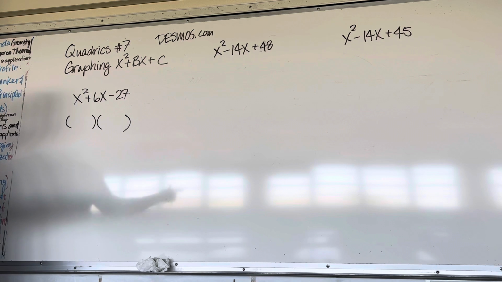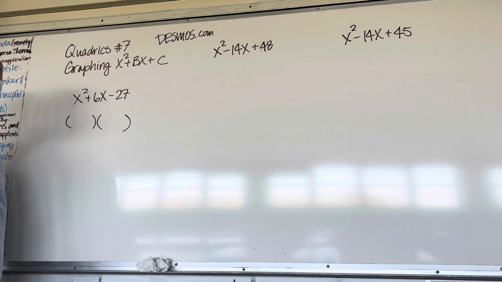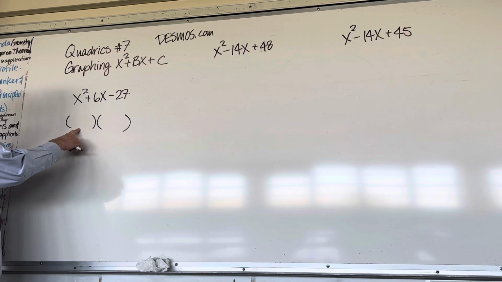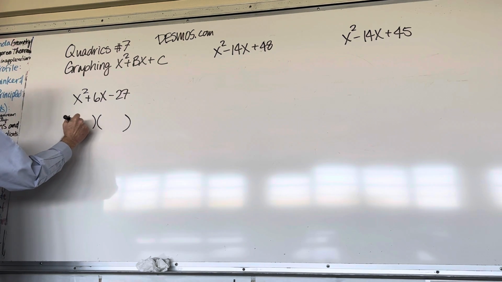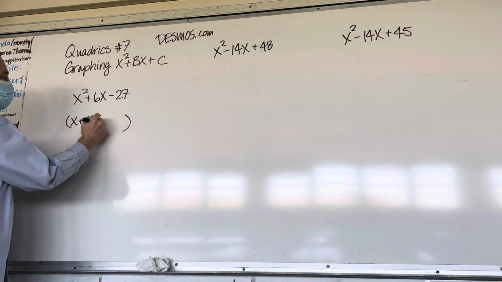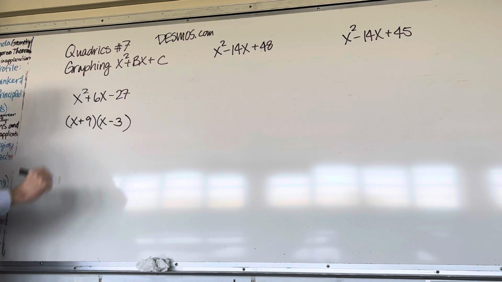And you already have an answer on your app. What did it fill in there? What did it give you for these two? What's the first binomial? X plus 9. X minus 3. So let's think about this a little bit, right?